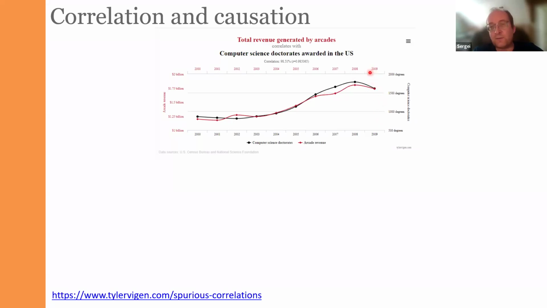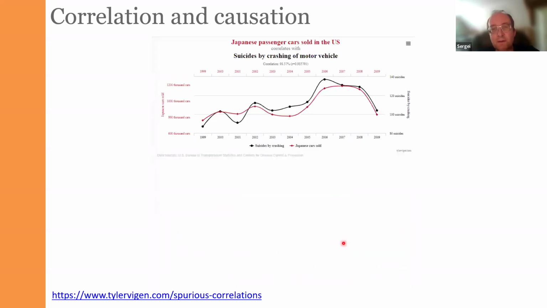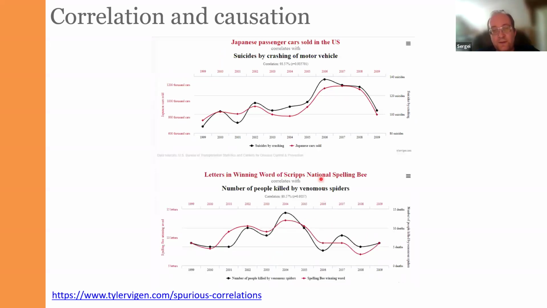It doesn't, if we look at the data a little bit more carefully, maybe it's not so good a comparison because these are done in the same year. If these were shifted by 10 years, that would be reasonable. If it is the same year, then maybe not. But let's look at another example. This is non-commercial space launches versus sociology doctorates. Again, the correlation is actually pretty good. But in this case, it would be very difficult to come up with a plausible mechanism why these two would be related. And then we can come up with more extreme cases.